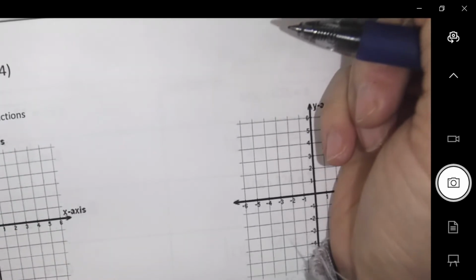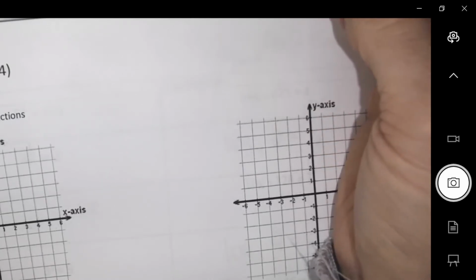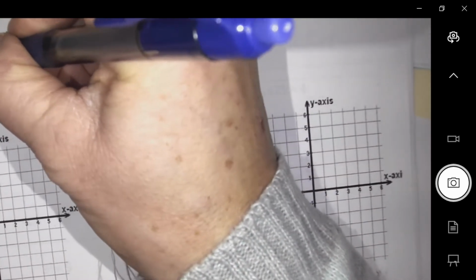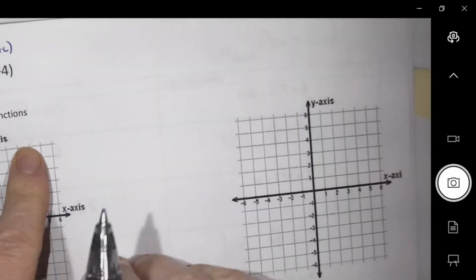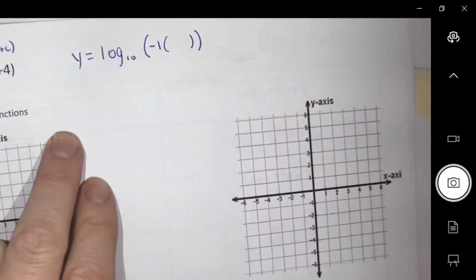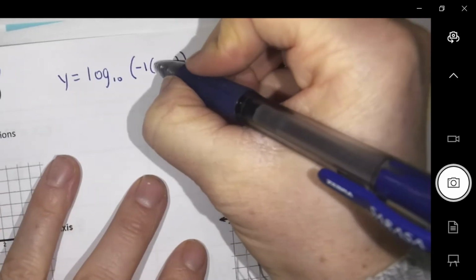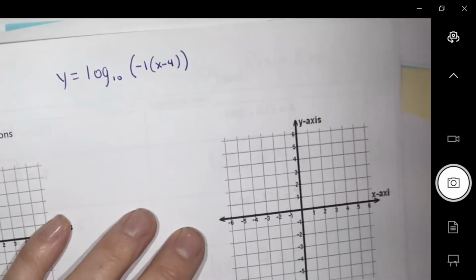Now, the looks of this equation are wrong. What's wrong with the looks of it? The B is not how it's supposed to look. So I'm going to rewrite it. So now it will read x minus 4.